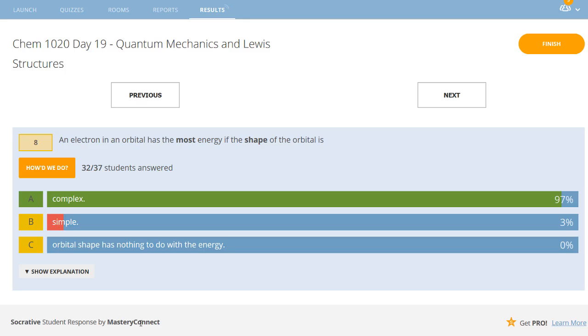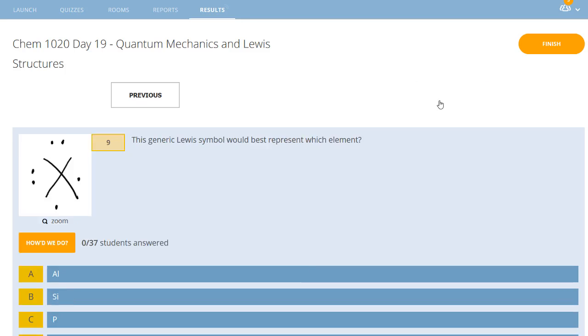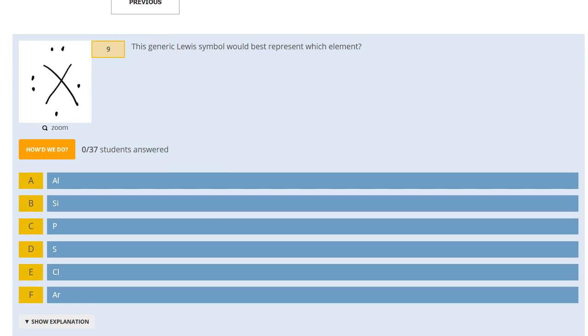So check what you learn here. This generic Lewis symbol would best represent which element? Which element in this list would best be represented by this generic Lewis symbol?